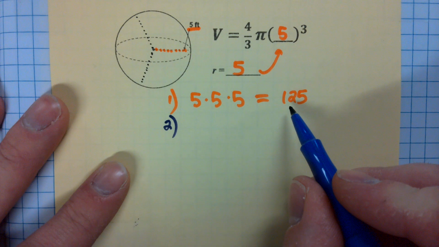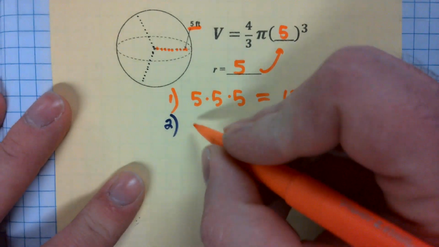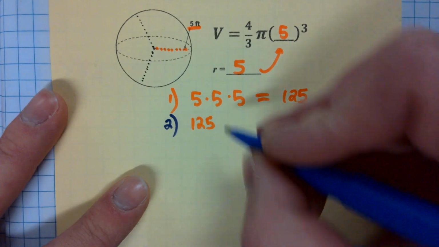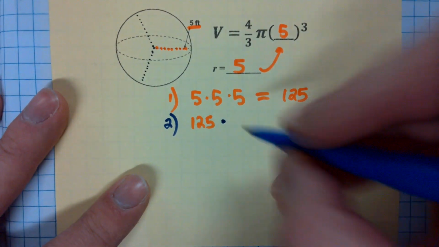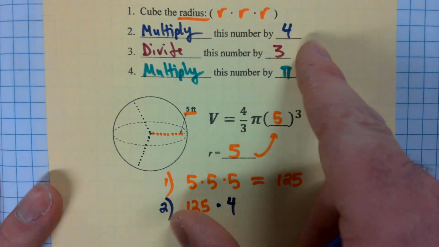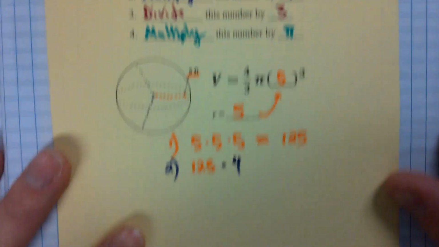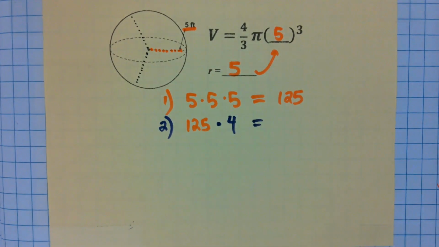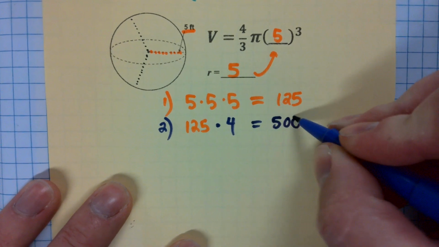Now we have 125. We're going to take that 125 and do what? Multiply it by what? 4. By 4. That's our step 2. Multiply this number by 4. What would 125 times 4 give me? 500. 500. You guys are quick. It's awesome. 500.